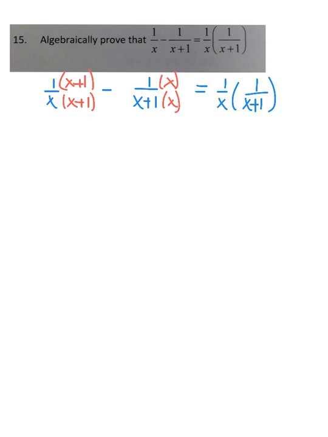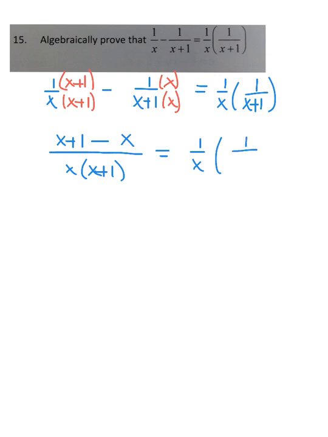My new numerator of the first fraction is going to be x plus 1. And then I'm going to bring down this minus sign right here. Okay, so I'm going to write minus. And then I'm going to bring down the second numerator, which is x. Okay, now again, they have a common denominator. So I'm going to leave that as x times x plus 1. Remember, I'm not going to be canceling out the denominators because the directions say algebraically prove. It does not say solve. Solve is when you would cross out the denominators. We're not going to do that.